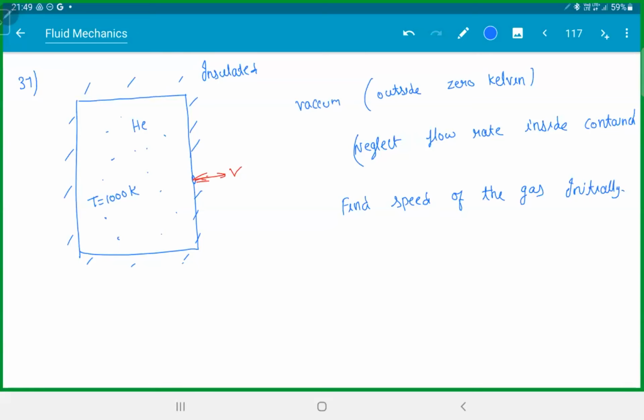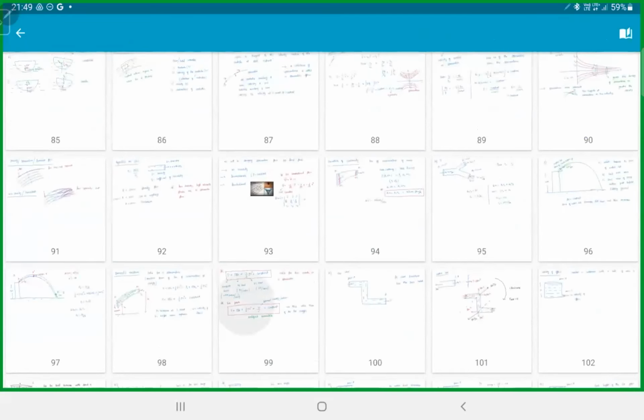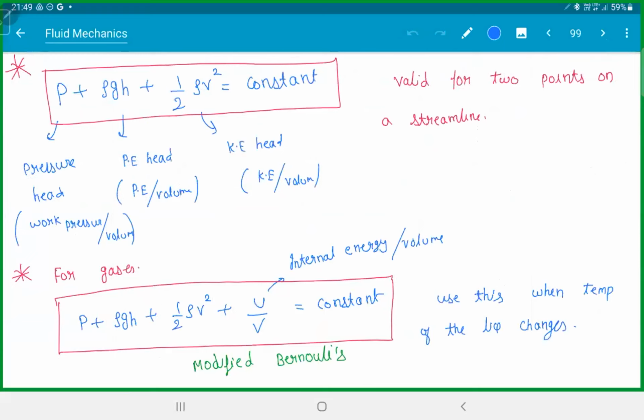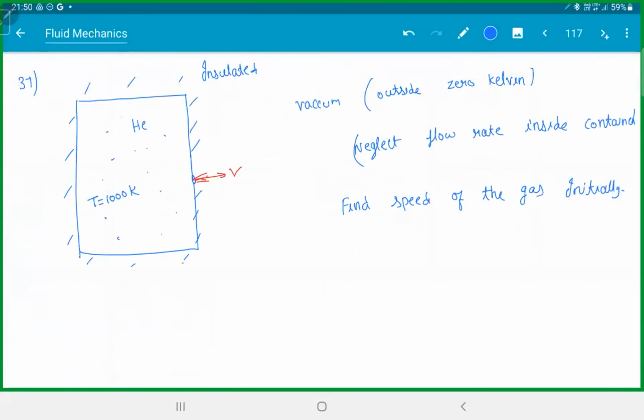Think how to do it. I hope you remember the Bernoulli is modified. I'll show you in case you didn't write it last time properly. P plus rho gh plus half rho v square plus internal energy per unit volume is constant. So you take 2 points, one inside the hole and one outside the hole. Now, what you have to do from there, think. Give it a try.